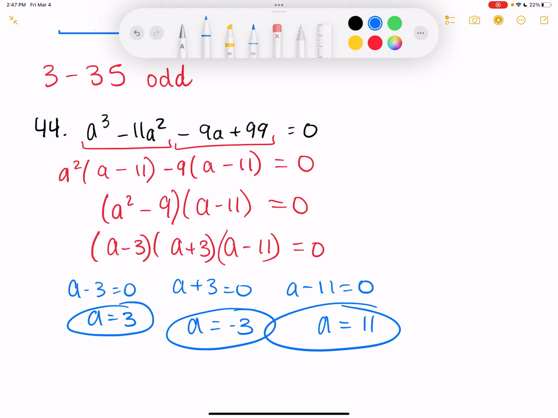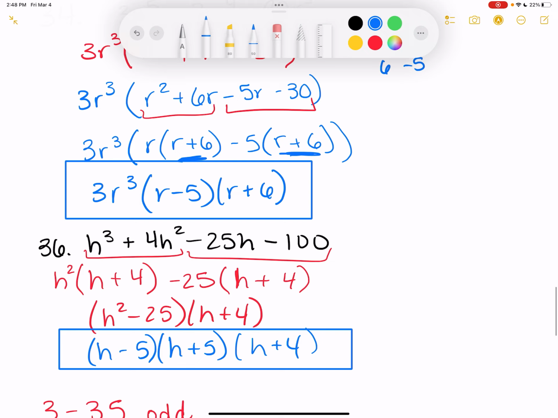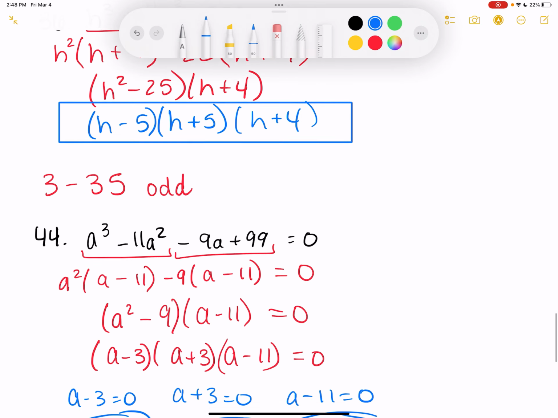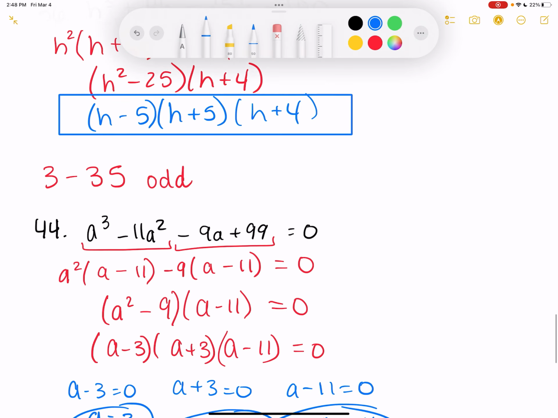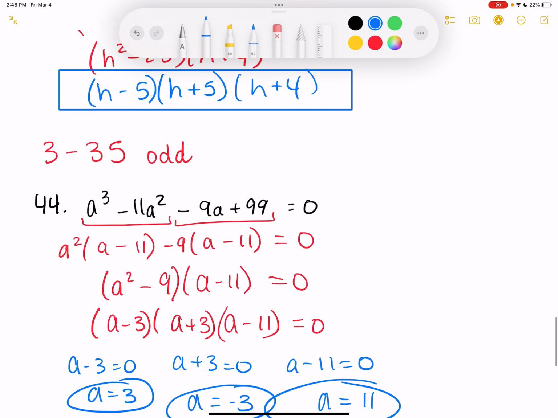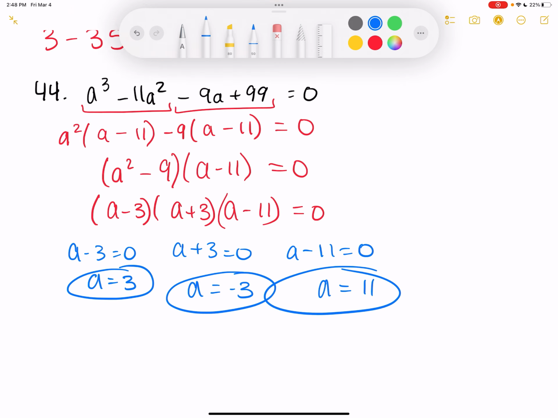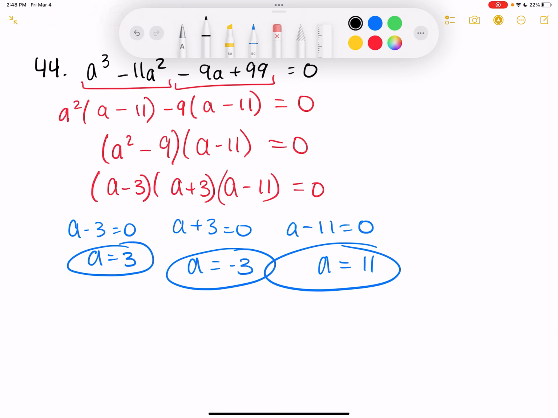Okay, so the only difference from what we did last time to what we're doing right now is that they set them equal to 0 and solve. Yeah, it looks pretty much like the same as what we've been doing. All right, 46.